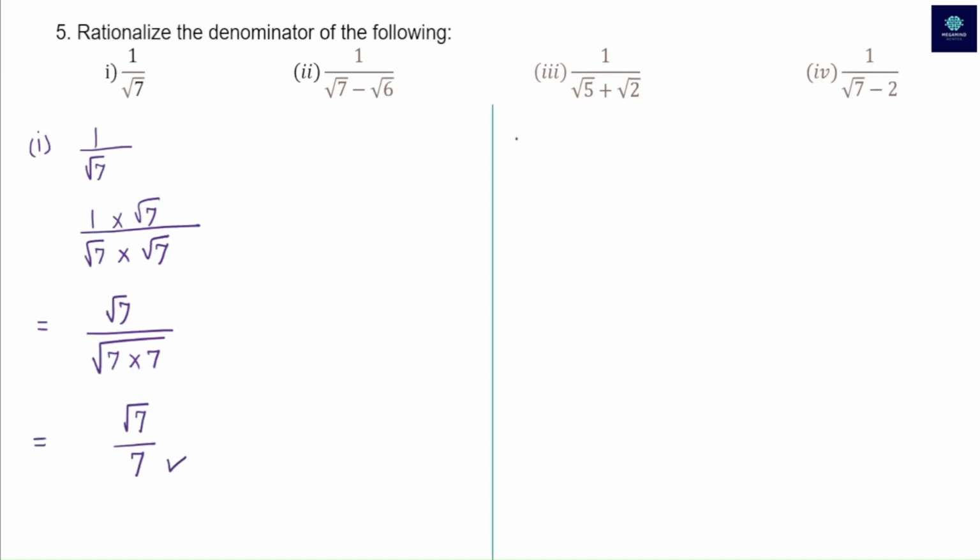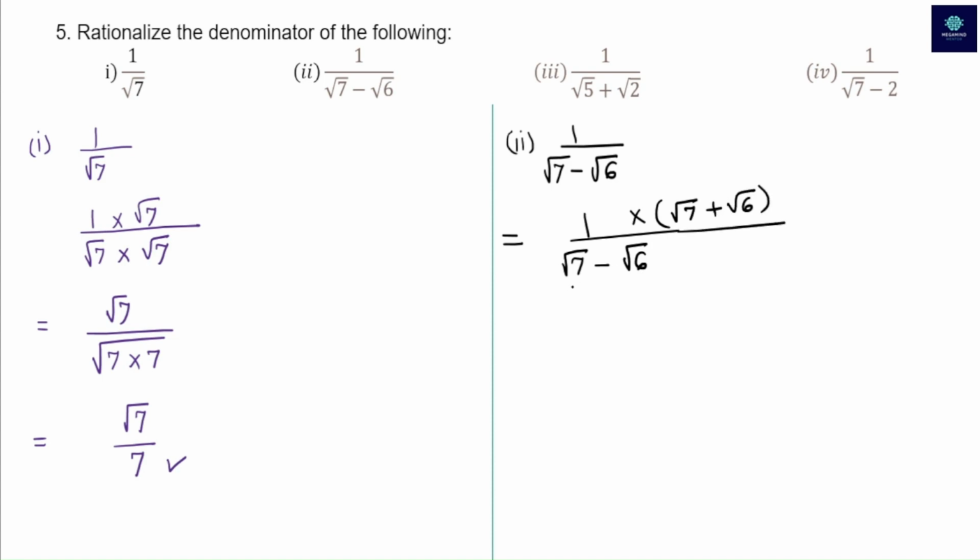Now let us solve the next question, in which we have to rationalize the denominator, which is root 7 minus root 6. To do so, we are going to multiply this with its rationalizing factor, and its rationalizing factor is going to be root 7 plus root 6, right? So only the sign changes. The minus sign here becomes positive and the terms are going to be the same. Root 7 remains root 7, root 6 remains root 6. So we are going to multiply both numerator and denominator with this rationalizing factor. The term used for this, which helps in rationalizing the denominator, is called the rationalizing factor, right?